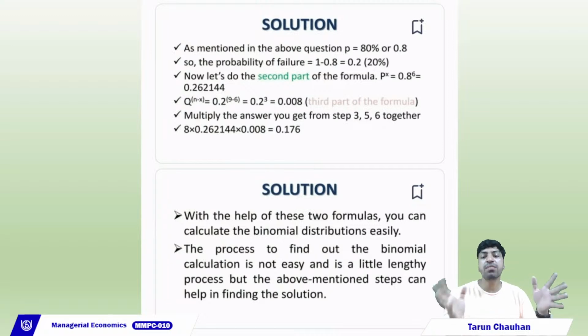With the use of these formulas, whatever has been taught here, you can calculate the binomial distribution very easily. Because the process to find it out is not so easy, and it is a lengthy process as well. But the small steps that I have taught in this particular session will be helpful to find out the probability values of a head and tail using the binomial distribution. So these formulas will be very helpful to find the binomial distribution easily.